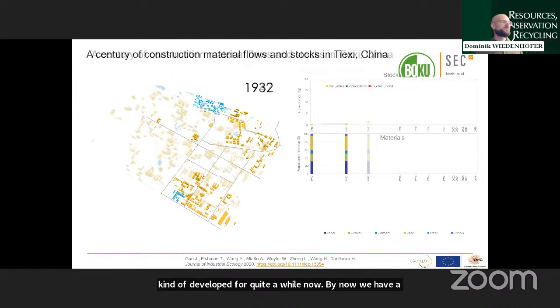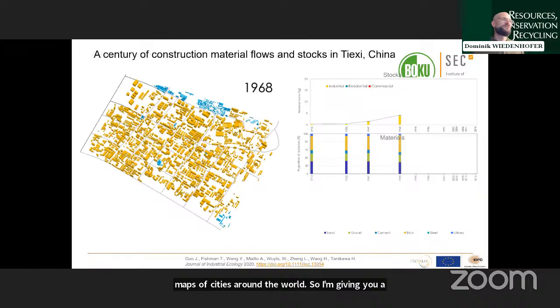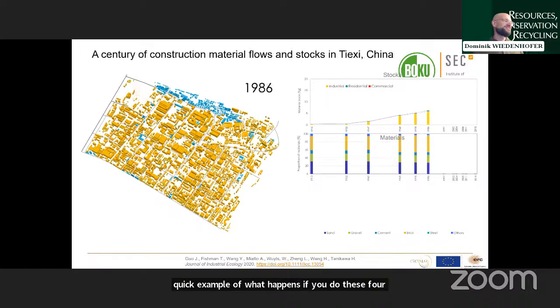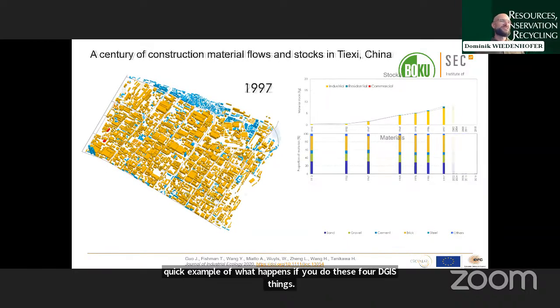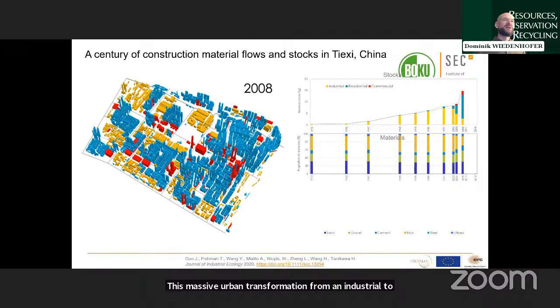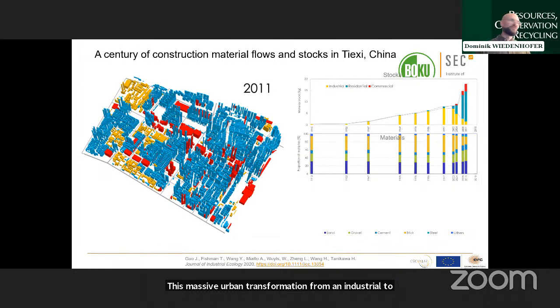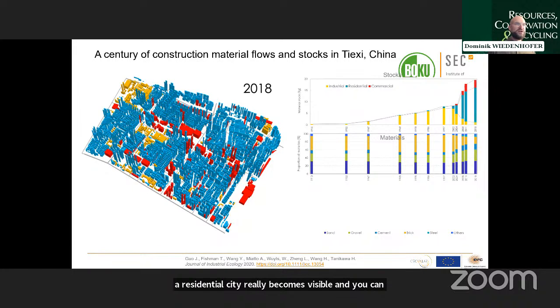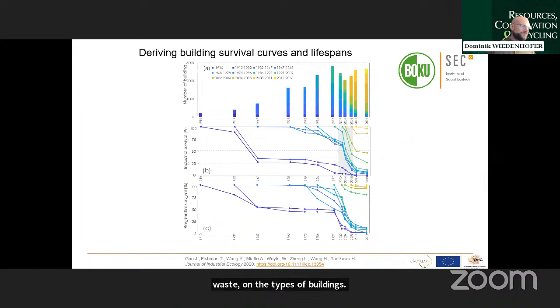I'm giving you a quick example of what happens if you do these 4D GIS things. This is a city in China. And now the interesting thing happens. This massive urban transformation from an industrial to a residential city really becomes visible. You can derive a lot of information on the amounts of waste, on the types of buildings, also on the lifetimes, and a lot of really valuable information.